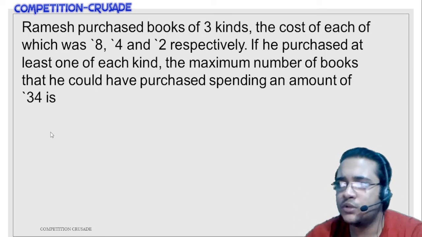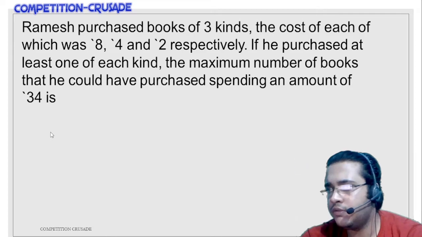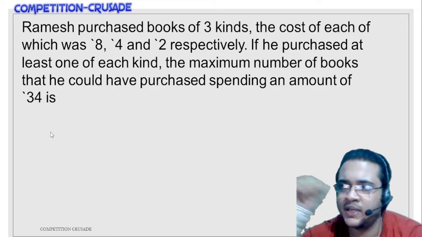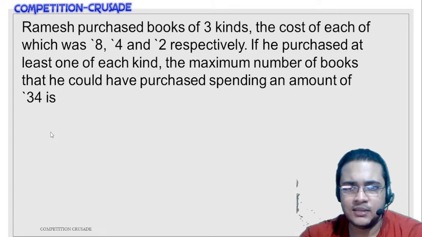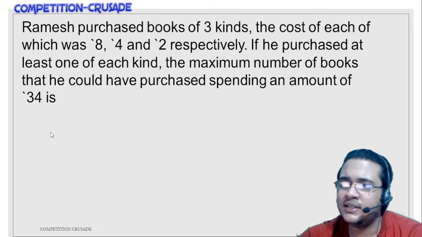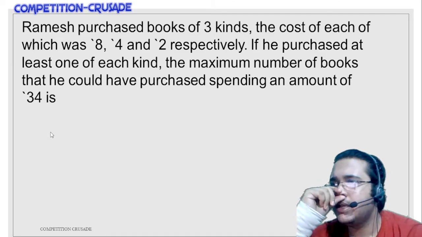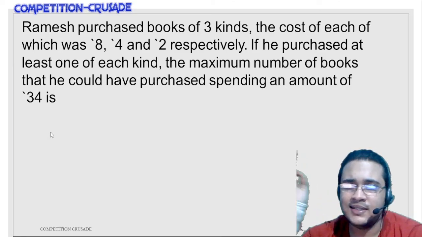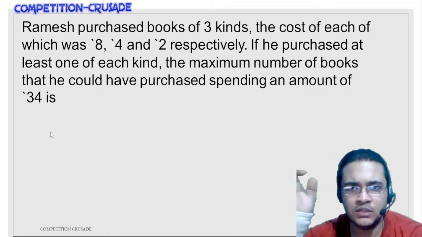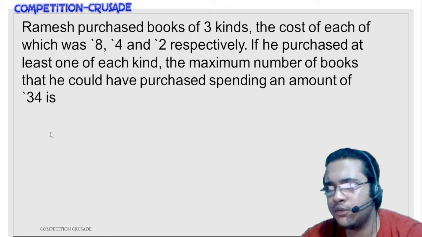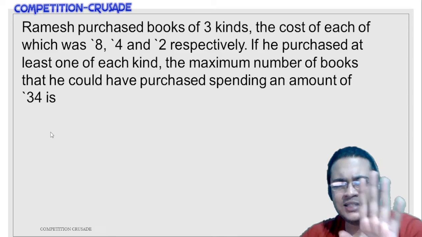Ramesh purchased books of three kinds, the cost of each of which was 8, 4 and 2 respectively. So I can assume that one kind to be X, another kind to be Y, and the third one to be Z. And the price of X is 8, Y is 4 and Z is 2. And this can actually go other ways also. I'll explain what I'm saying.